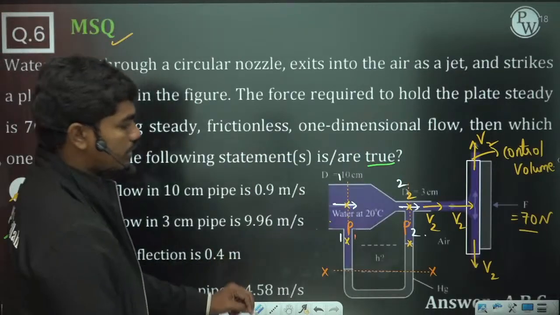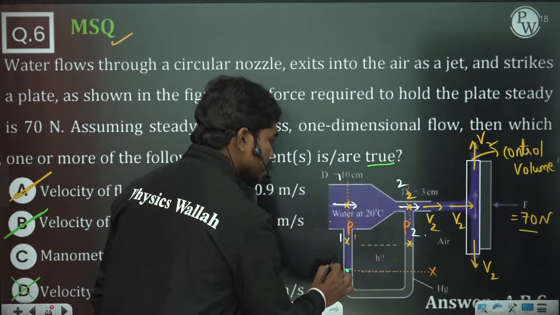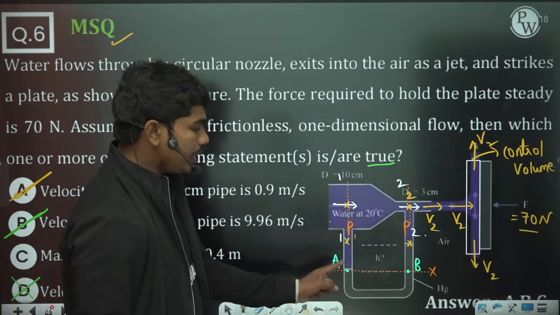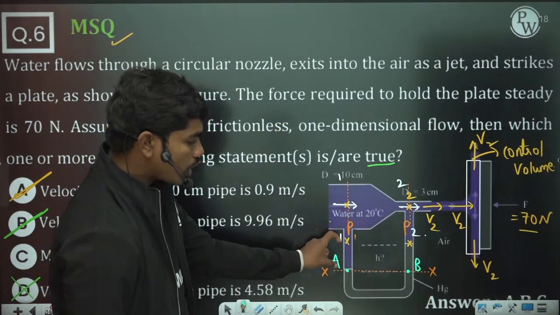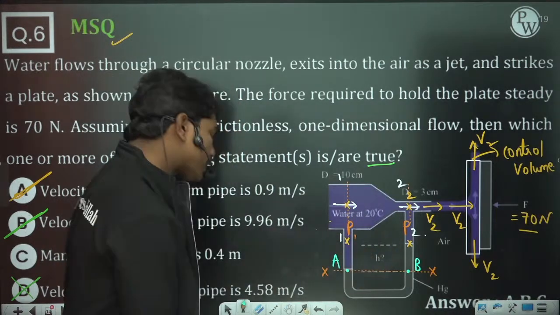So this is the manometer. Since this is a hydrostatic case, the pressure at this location A and the pressure at this location B should be the same. PA is nothing but P1 plus rho water gh, and PB is nothing but P2 plus rho mercury gh. So let us see.